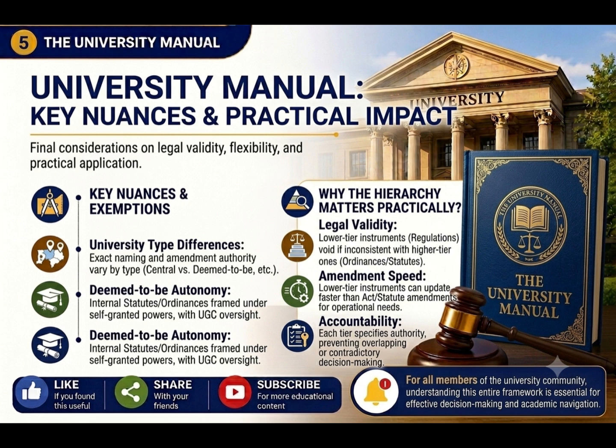A. Legal validity. A regulation that conflicts with an ordinance, or an ordinance that conflicts with a statute, is generally void to the extent of the inconsistency. B. Amendment speed. Lower-tier instruments, regulations, can typically be updated faster than higher-tier ones, statutes, which is why day-to-day academic changes usually happen via ordinance or regulation amendments rather than Act amendments. C. Accountability. Each tier specifies who has authority to decide what, preventing overlapping or contradictory decision-making across bodies.